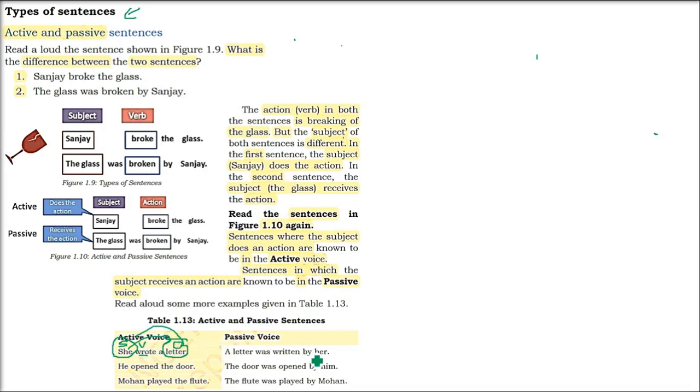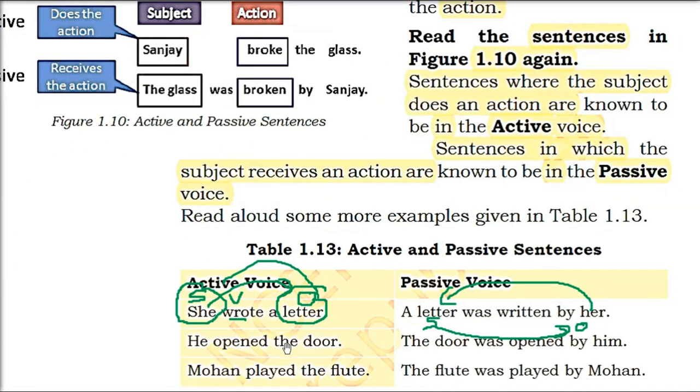Now just change the position. The passive voice will be, the letter was written by her. Okay, we change the position. This is how I convert it to passive also. In passive, just change the subject and object. In passive, letter is the subject and her is the object. He opened the letter. He is subject. Open the door.